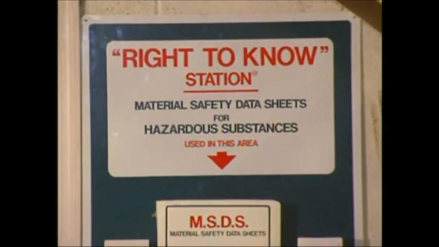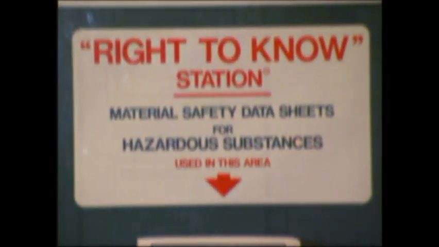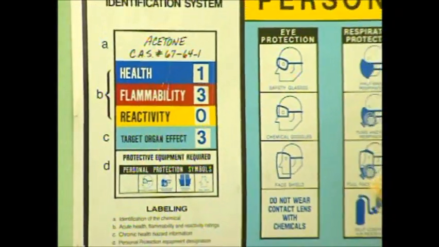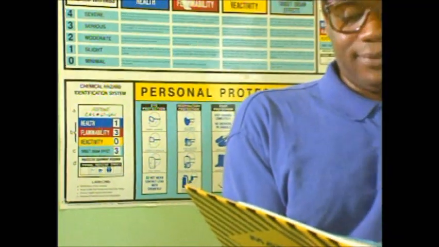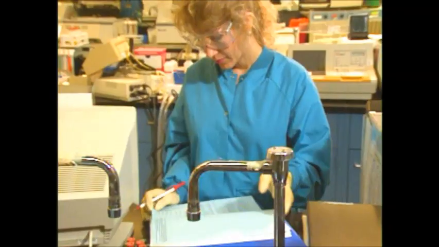But learning to use an MSDS on a regular basis is often frustrating. With all this information to look through, how can I find what I need in a hurry? Can't this information be organized in a more logical, concise way?